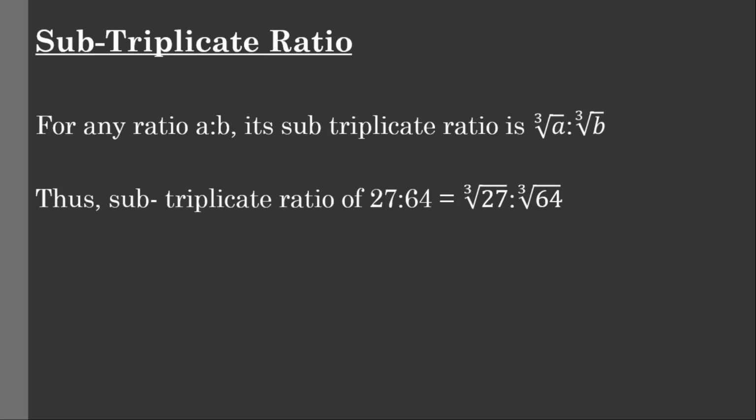So, if the ratio is 27 is to 64, then the sub-triplicate ratio will be cube root of 27 is to cube root of 64. So, cube root of 27 is 3, cube root of 64 is 4. Therefore, the sub-triplicate ratio will be 3 is to 4.